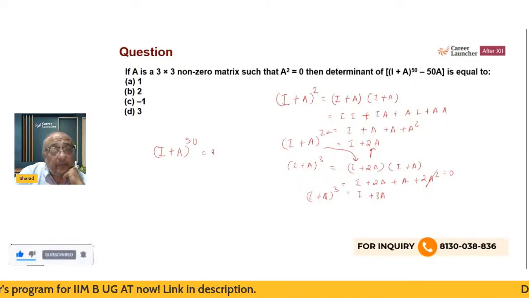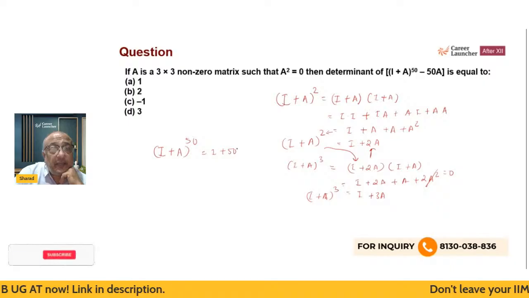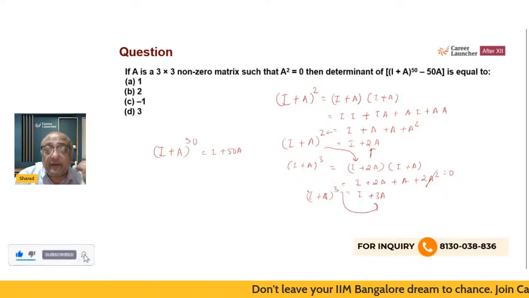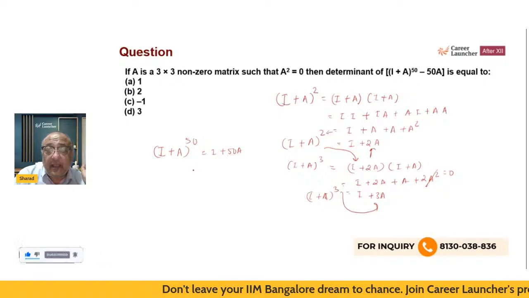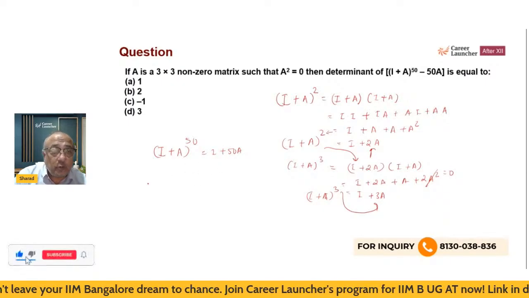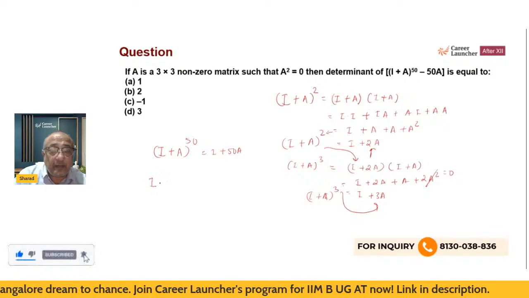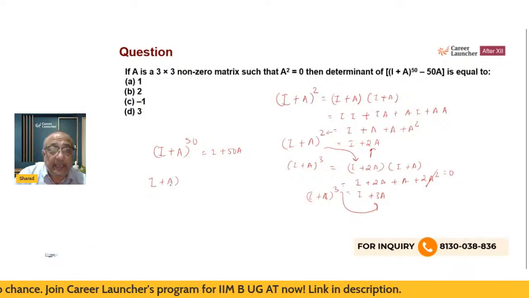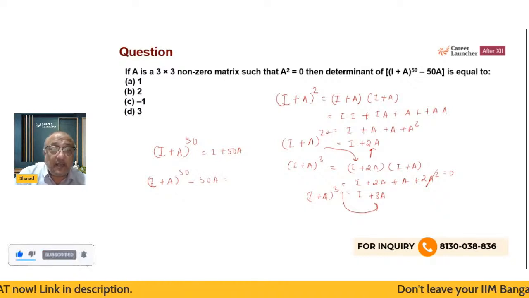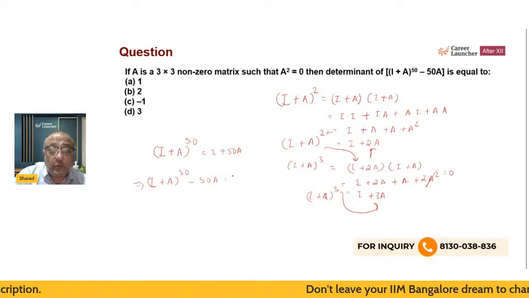Simple. It will be I plus 50 into A. Why? 2 is getting multiplied, 3 is getting multiplied here, so 50 will get multiplied here. I plus 50. Right. So what do we have now? I plus A into 50 minus 50A is nothing but equal to I.